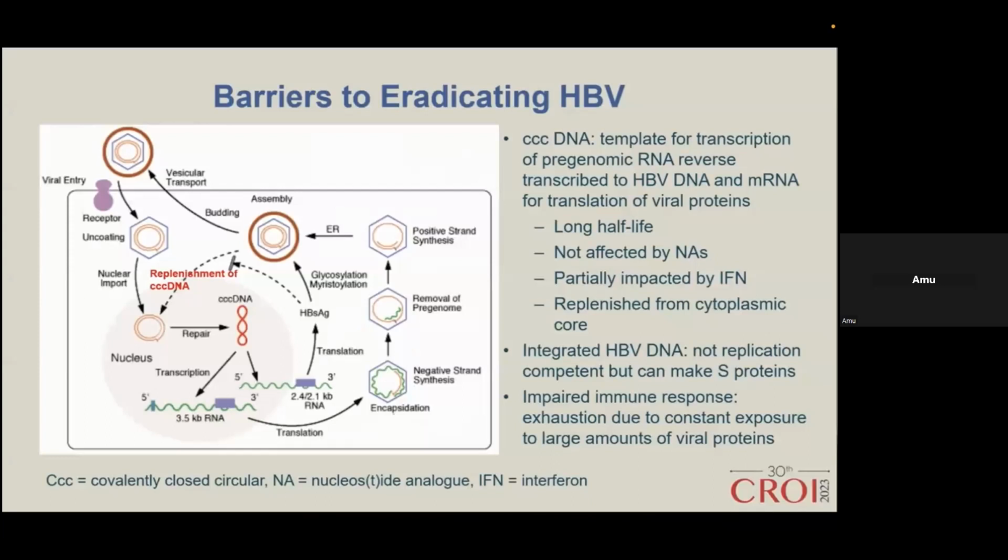So in summary, as mentioned, the chronic production of hepatitis B surface antigen from hepatocytes from CCC DNA and integrated hepatitis B DNA both allow for the continued assembly of hepatitis D virions, even when we can suppress hepatitis B replication. And we do not have treatments right now that can eradicate covalently closed circular DNA and integrated DNA.